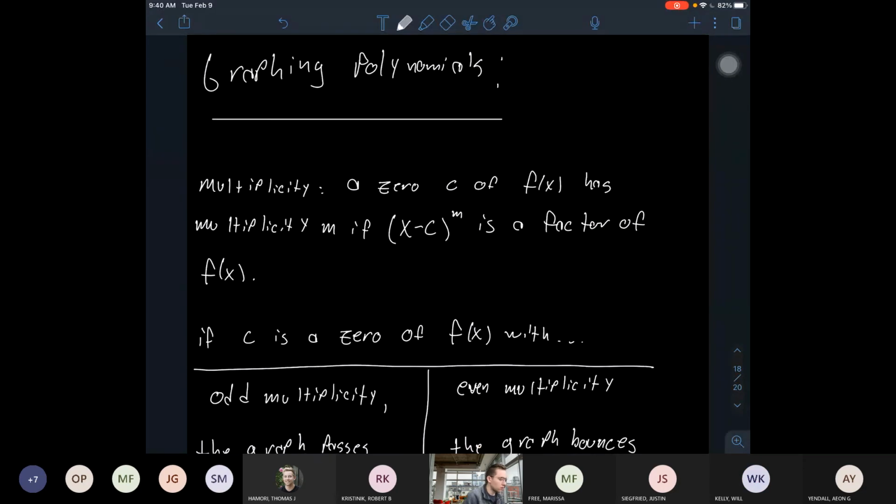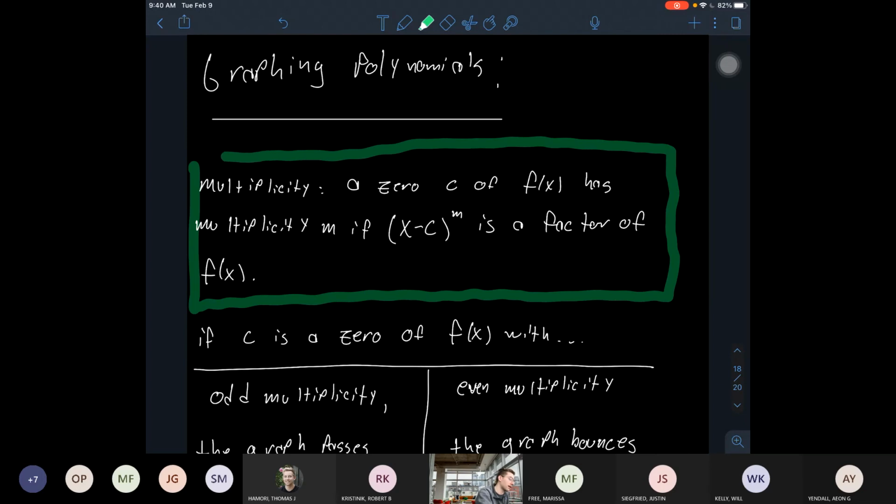Okay, so let's talk about how to graph polynomials. Before we talk about actually how to graph them, there's one kind of definition that we need to be aware of, and that is to do with the multiplicity of zeros, okay? So this green box here is telling us about that. And what does it say? It says that a zero c of f of x, so we have f of c is equal to 0, has multiplicity m if x minus c to the power m is a factor of f of x.